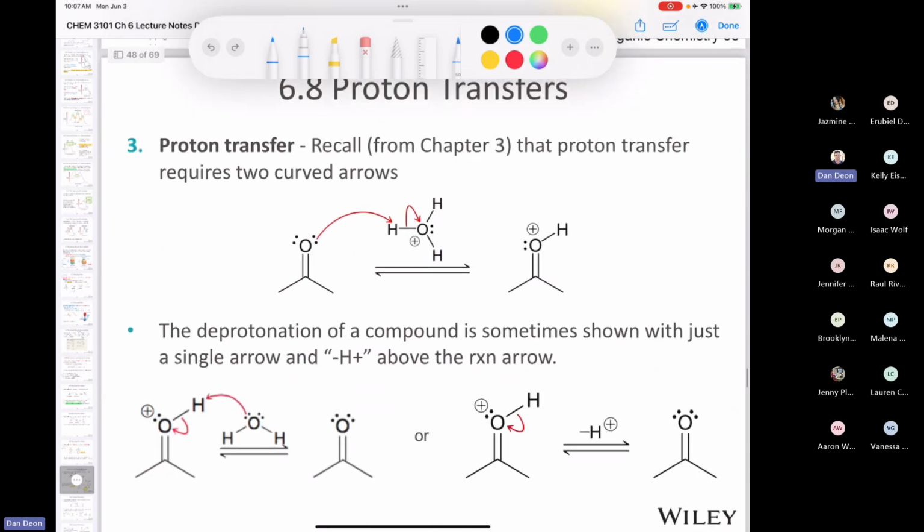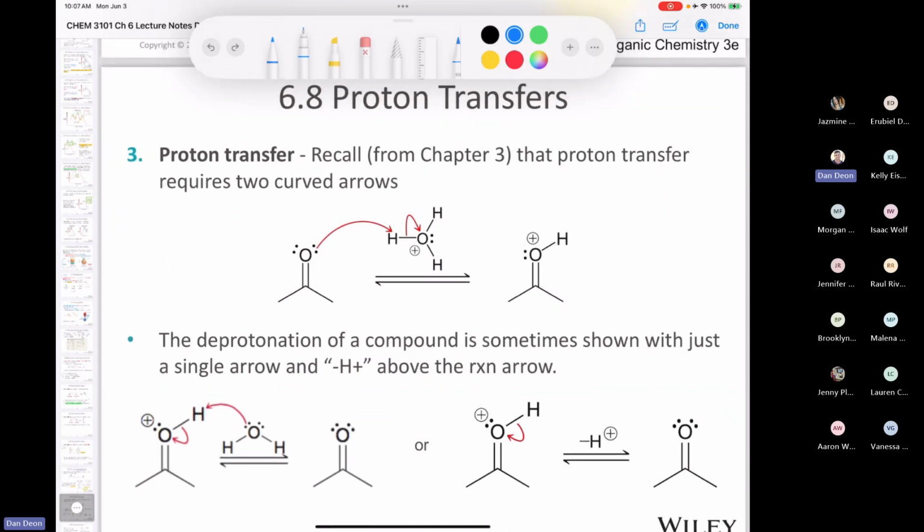All right, proton transfers. We did see these in chapter 3 in the acids and bases chapter. We saw all kinds of proton transfers. So here you see this carbonyl is behaving as a base. Why? Because it's accepting a proton. The hydronium is acting as an acid like this. So you end up with the conjugate acid. In this case, water would have been your conjugate base. Anyhow, you need two curved arrows here.